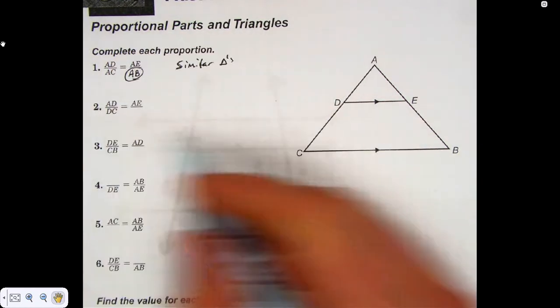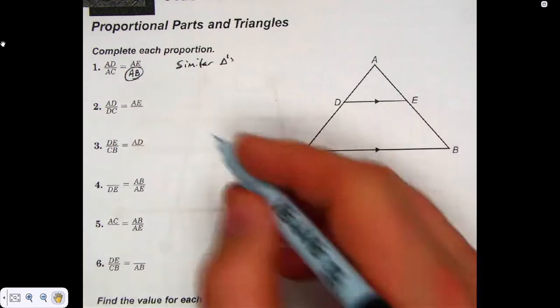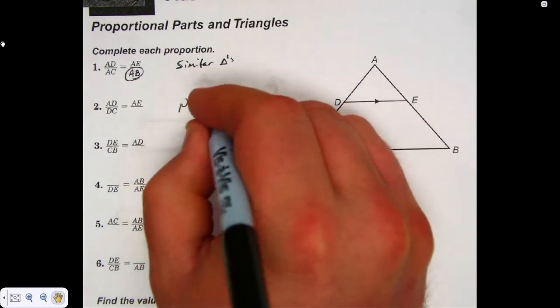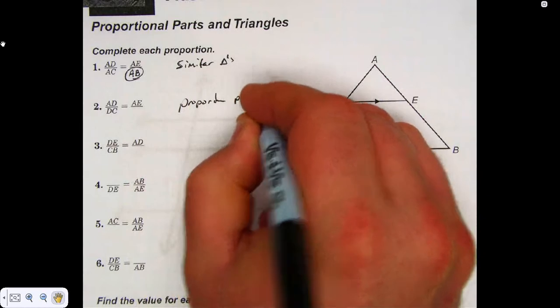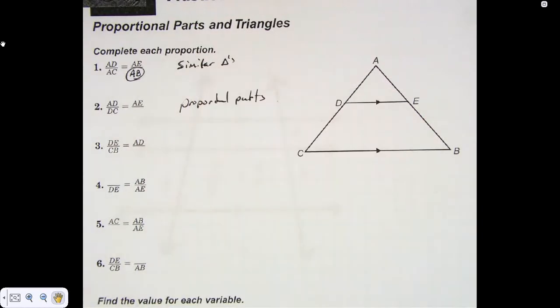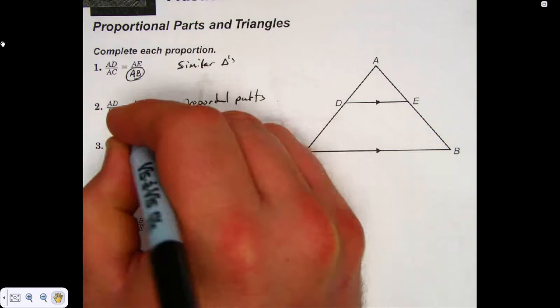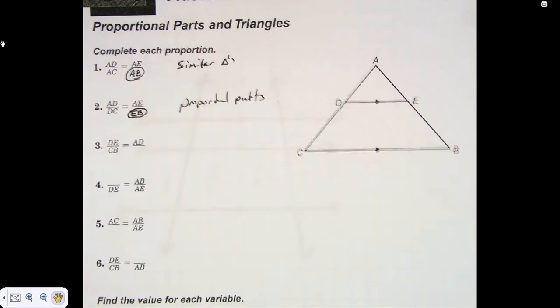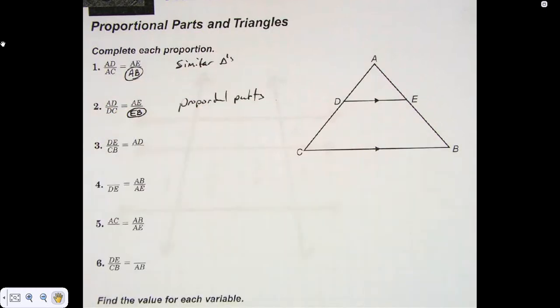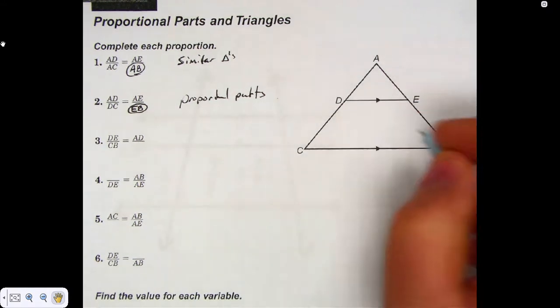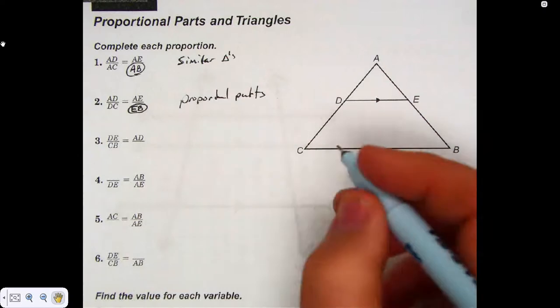Number 2, AD over DC. Am I talking about proportional parts or similar triangles? Proportional parts. So it'd be AE over what? Very good. You guys see the difference. That's a big part of this. Don't start on the assignment yet, please. DE over CB. Similar triangles, proportional part.